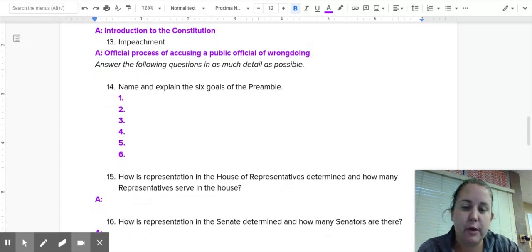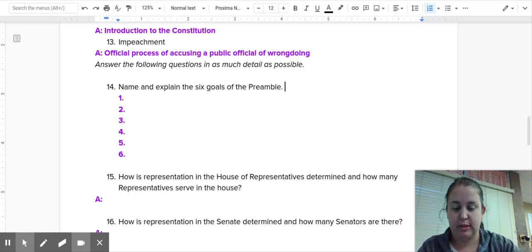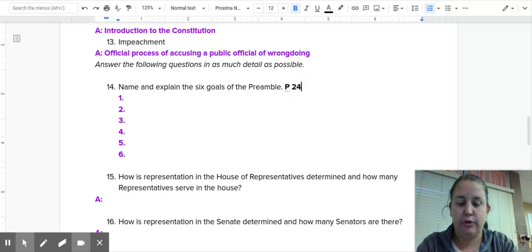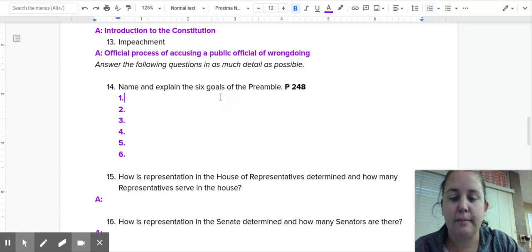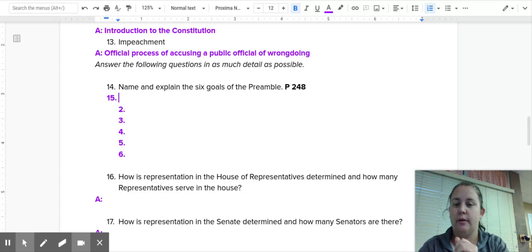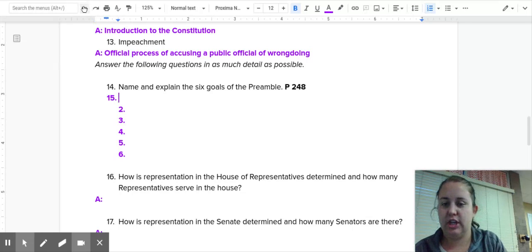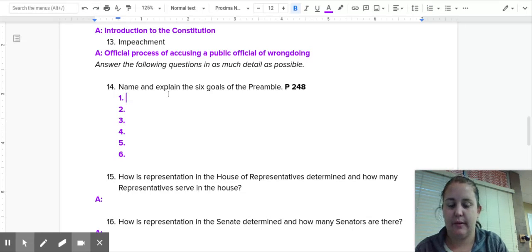Okay, number 14, name and explain the 6 goals of the preamble. Our book does a really good job of going through this on page 248. Okay, but I'll go through it quickly with you here. Whoops, it's trying to change that into number 15. That's not what we want.